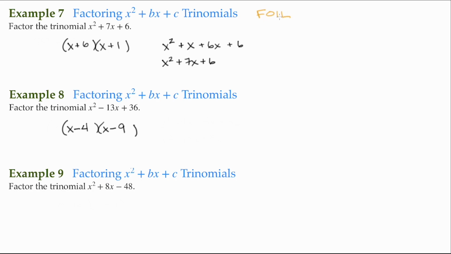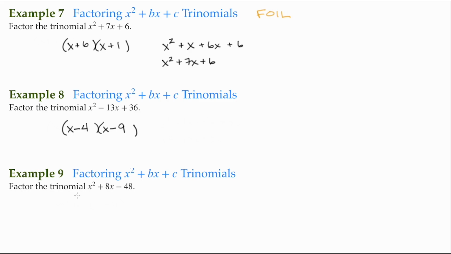And again, you can use FOIL to go ahead and FOIL it out. x times x, that'll give you x squared. x times negative 9, that'll give you negative 9x. Negative 4 times x, that'll give you negative 4x. Negative 9x minus 4x will give us negative 13x. And negative 4 times negative 9 is 36.